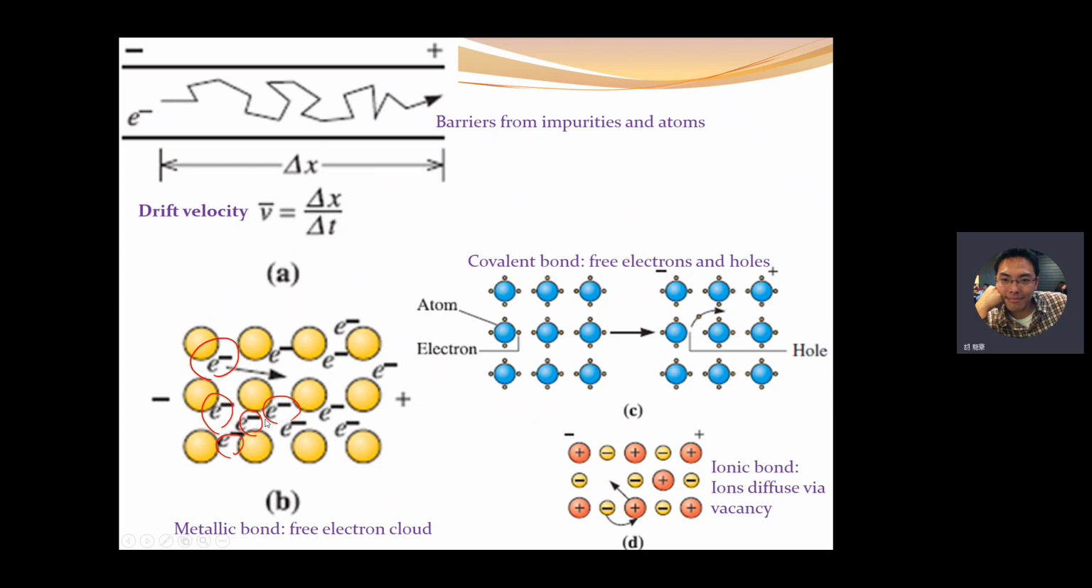And for the ionic bond, the ionic diffusion is by vacancies, and the charge neutrality has to be maintained.